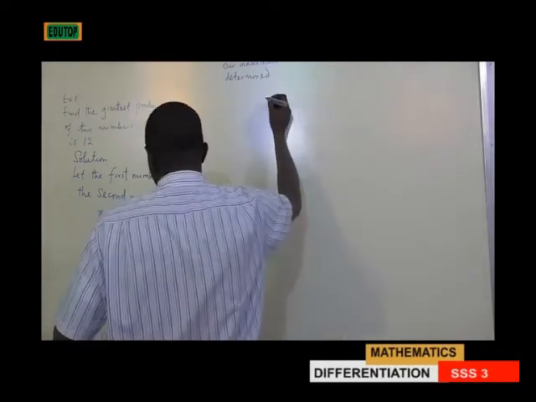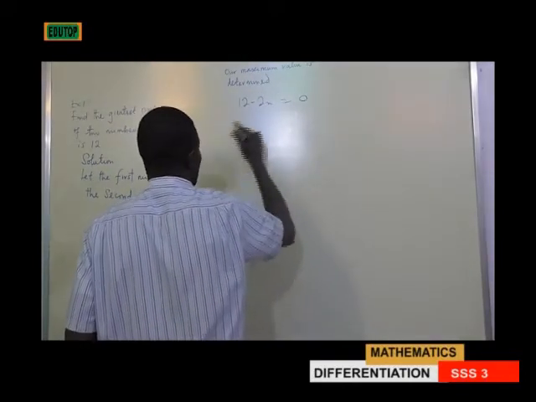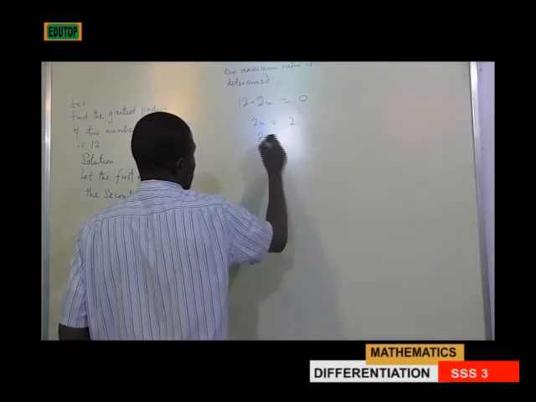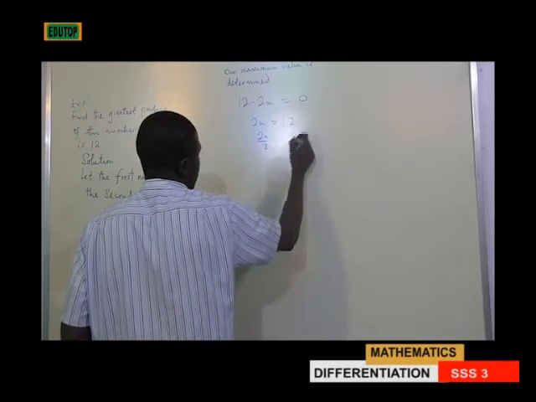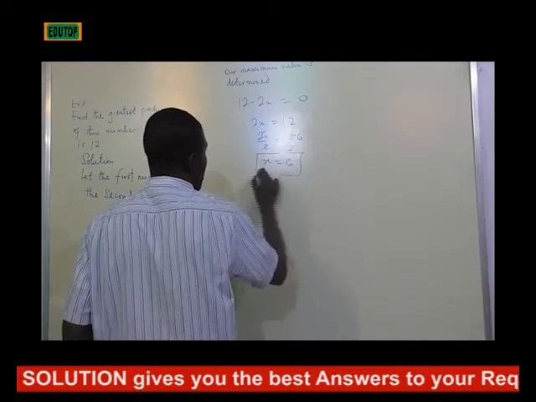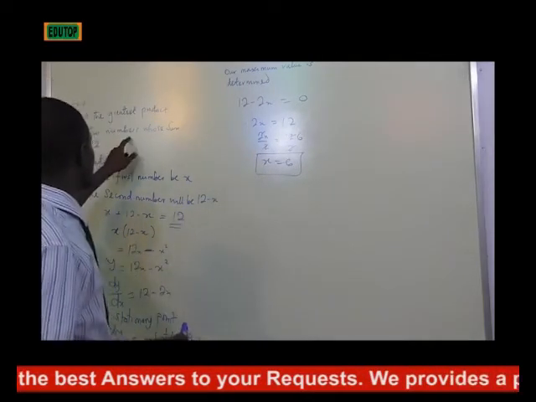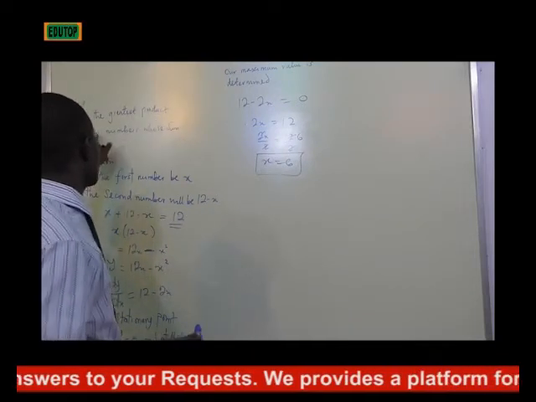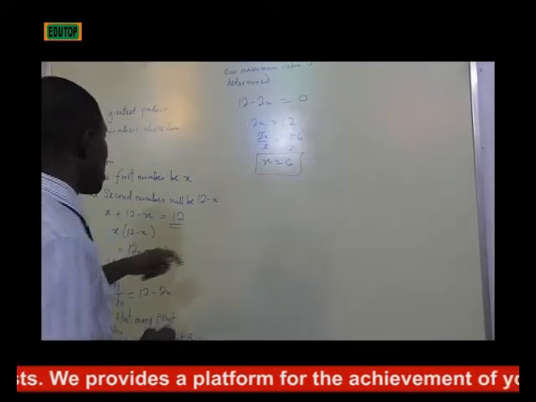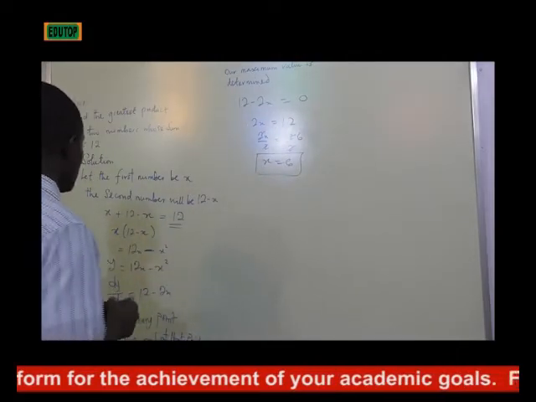So automatically we have 12 minus 2x equals 0. So 2x equals 12. Then dividing both sides by 2, we now have x equal to 6. So this is the maximum value. The greatest product of two numbers whose sum is 12 will be at that point where the value of x is 6.